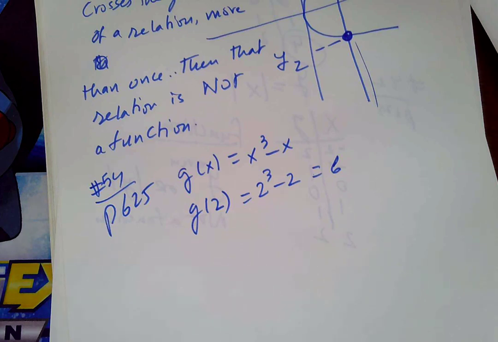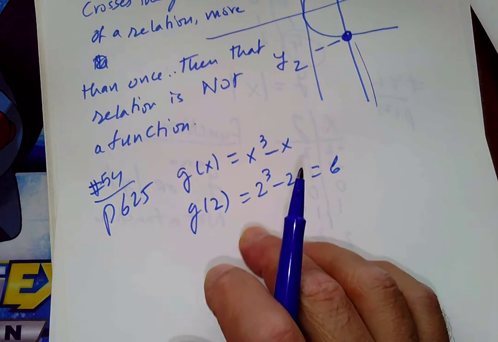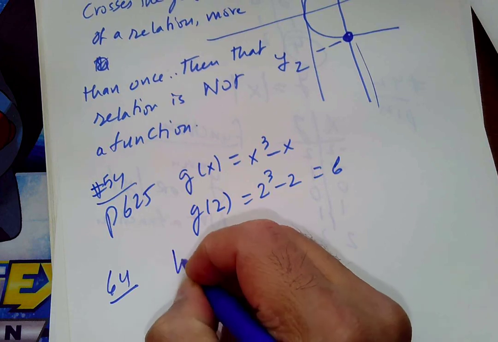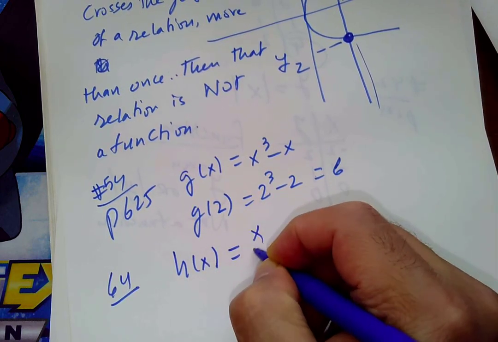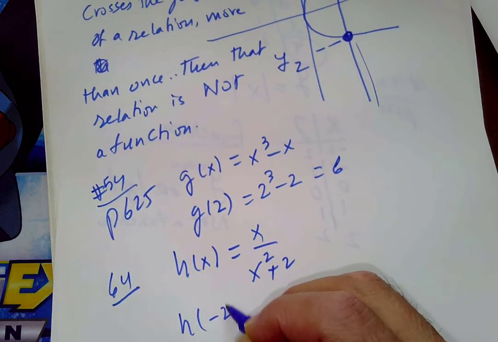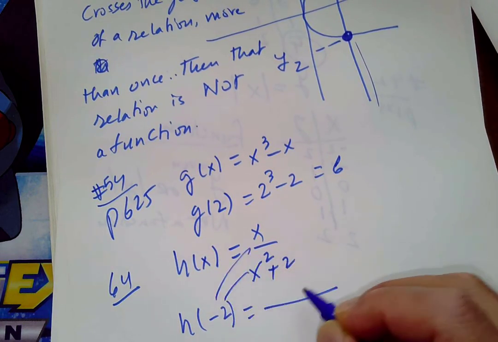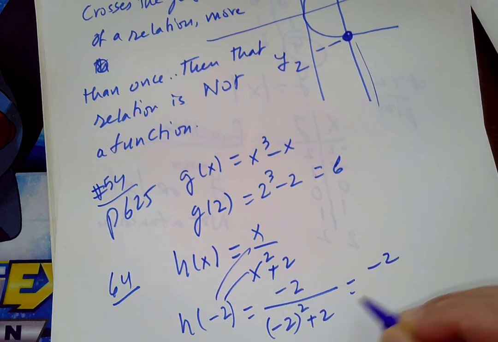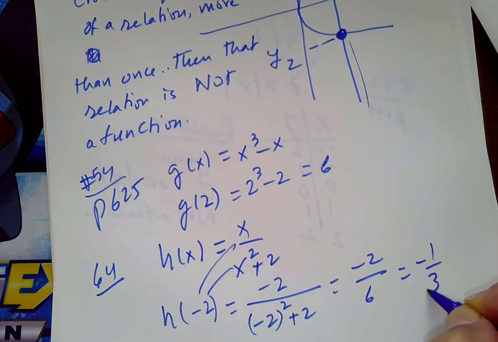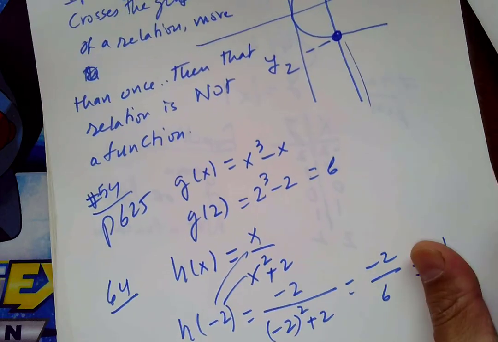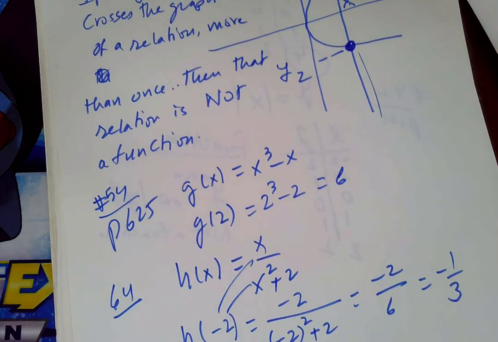And then if you look at the next one, 64, that I want to do, again, plug in the values. h of x equals x over x squared plus 2. I'm going to do h of negative 2. So plug negative 2 in there. So you get negative 2 over 4 plus 2 is 6, which can be reduced to negative 1/3. Okay, just easy plug in values.